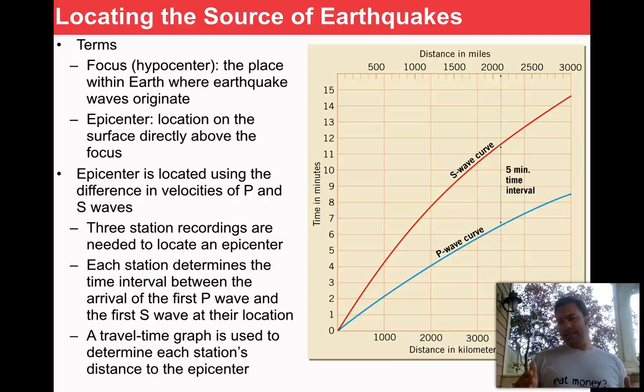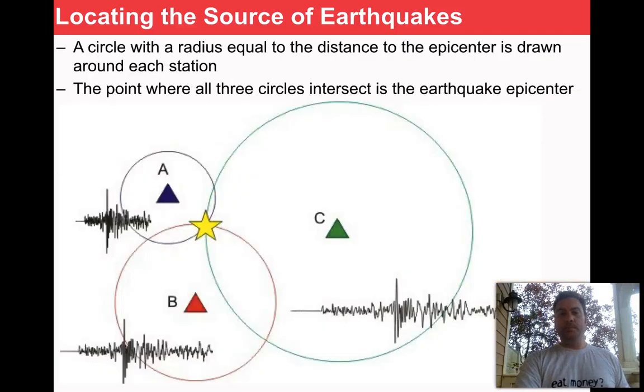But that doesn't really tell us where the epicenter is. It only gives us a circle of possible distances, a range, if you will, of distances on a circle. Or a radius, actually, I should say. So what we can do, though, is we can take several of these seismograms and compare them.